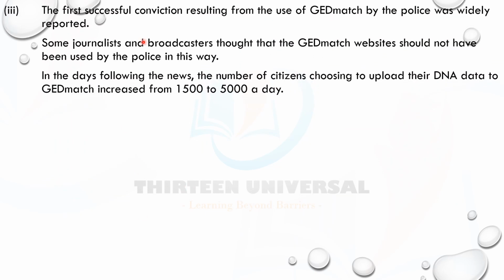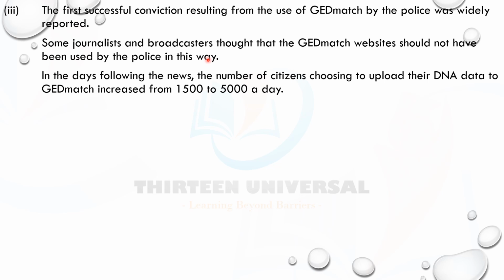The first successful conviction resulting from the use of GEDmatch by the police was widely reported. Some journalists and broadcasters thought that the GEDmatch website should not have been used by the police in this way. So people got emotional. They said the police are exploiting people. People put up their genetic information on the internet to find their ancestors, and now the police are taking advantage of that. That's not fair. That's not the major reason.